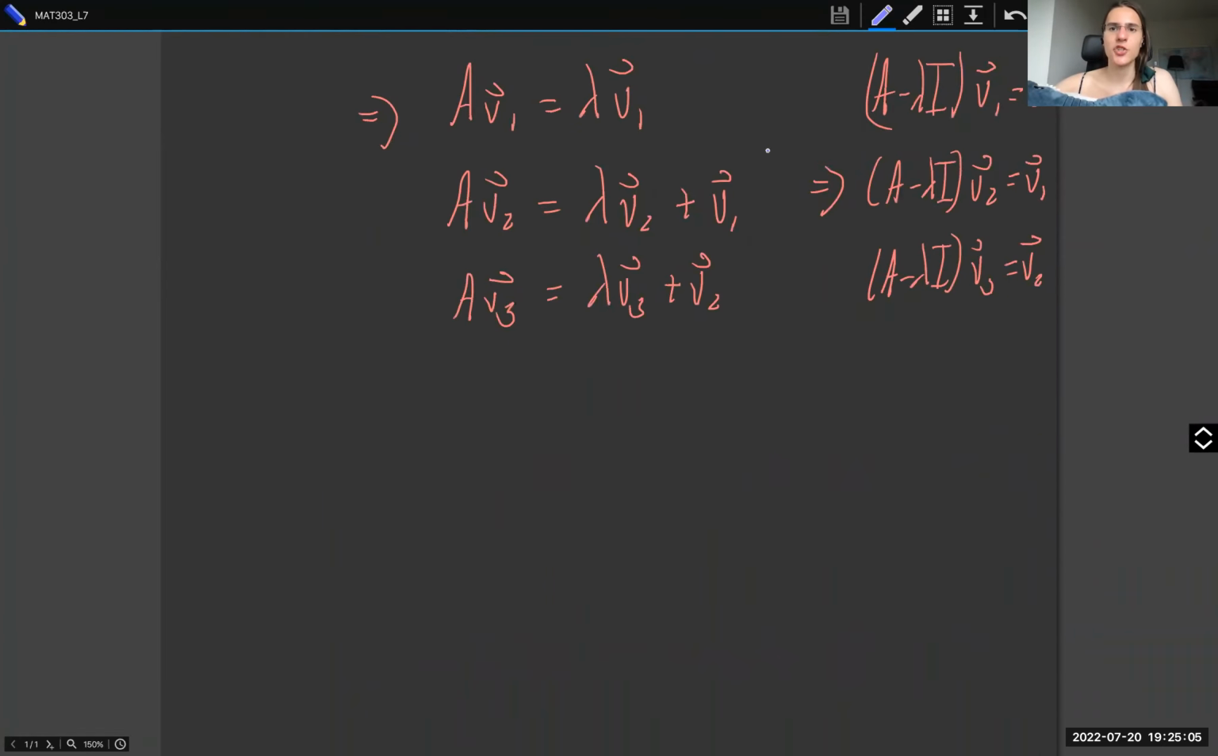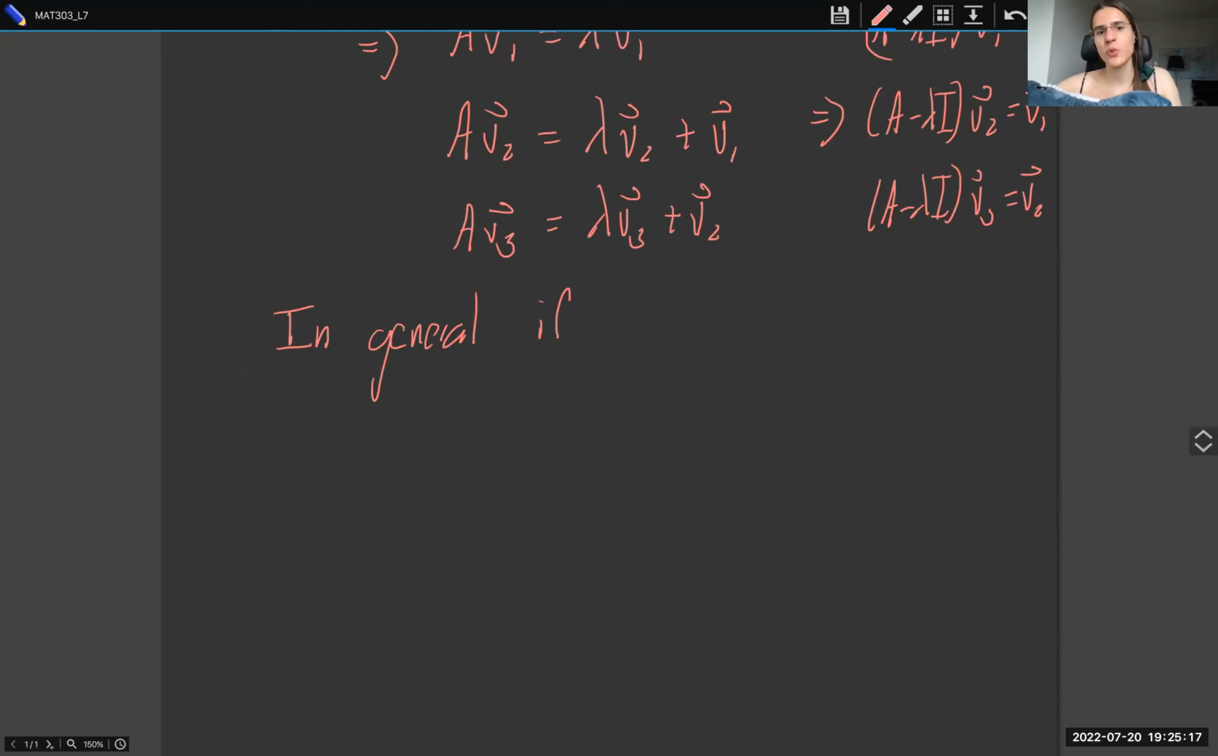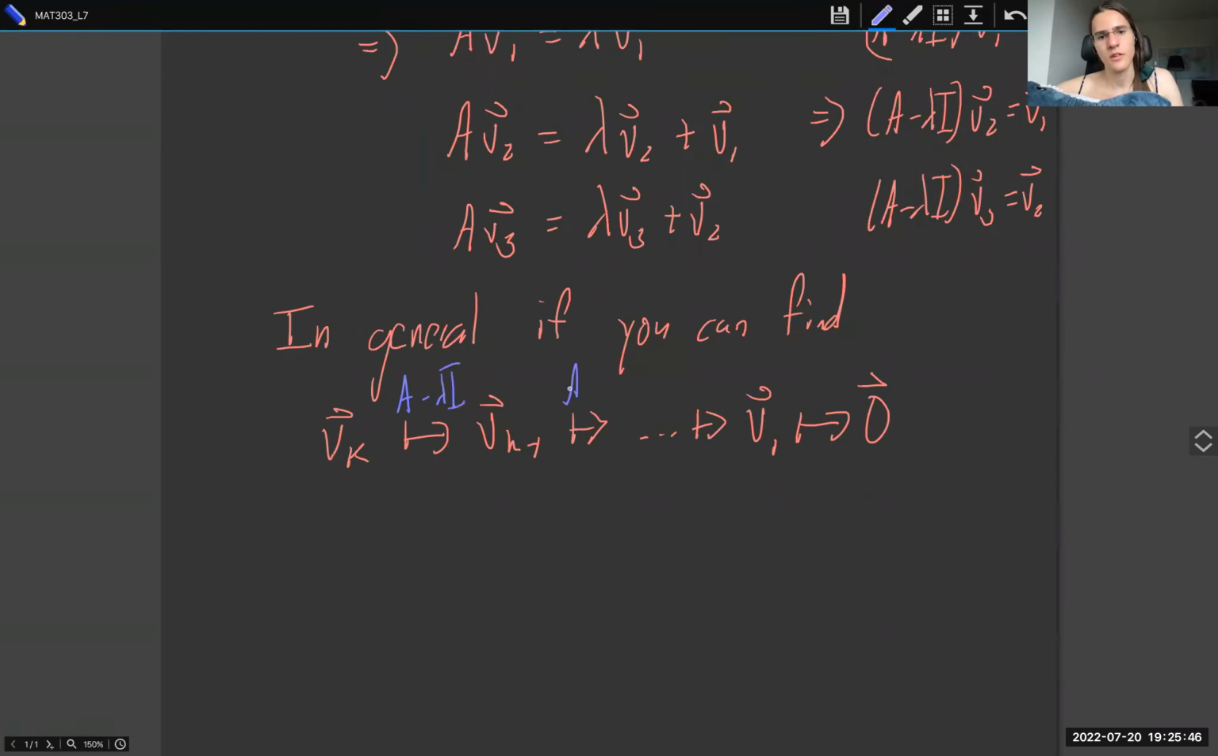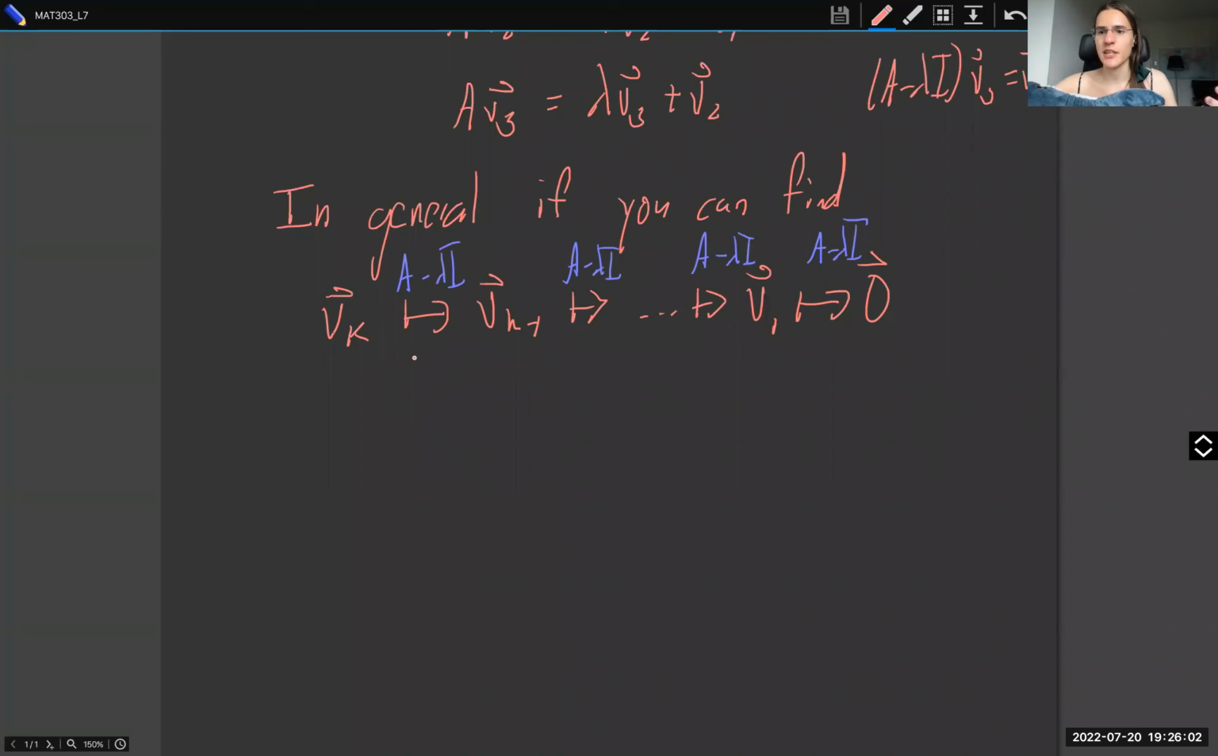Now, what's the general case? So in general, if you can find, let's say, vk, which gets sent to v(k minus 1), which gets sent eventually to v1, which gets sent to 0 by A minus lambda I, then what are the solutions going to be? So what are the ansatzes going to be that generate these things, right?